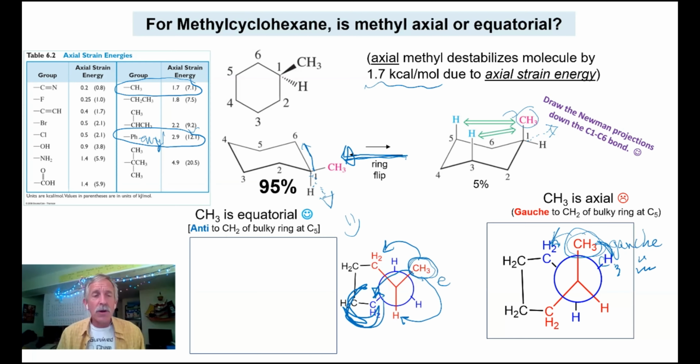Well, I'd put the one with the highest axial strain energy equatorial. So I'd put the phenyl group equatorial and leave this methyl in its axial position because it's just a little less. And you can see that there are some that are just disastrous.